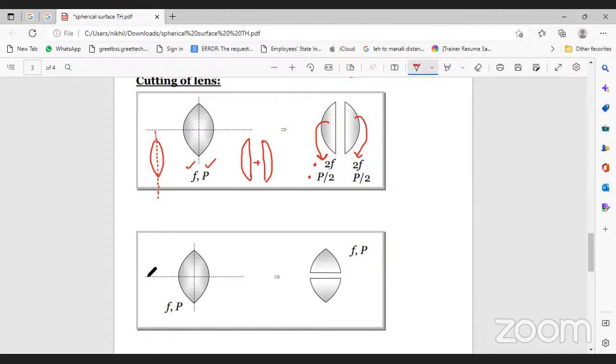Similarly, in the second diagram, if you cut the lens, you are going to get two convex lenses only. Since it remains the same type of convex lens, the focal length and the power will not change. They remain the same. So only in the first case is the focal length and the power going to change when you cut the lens vertically.